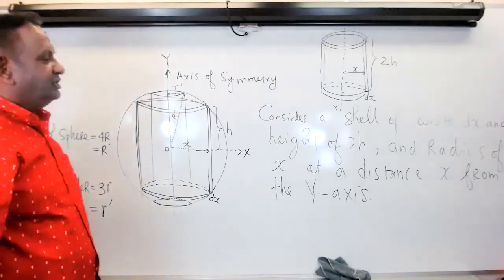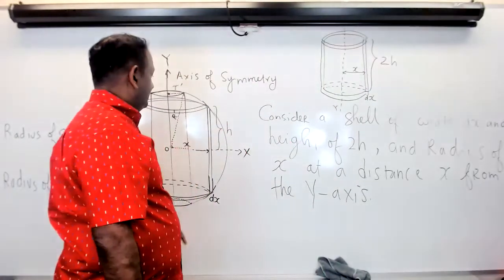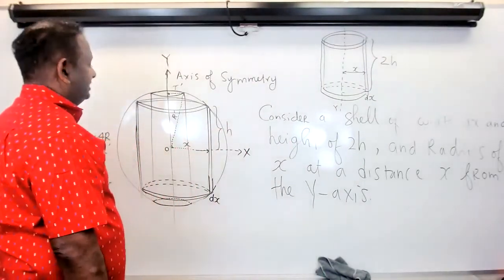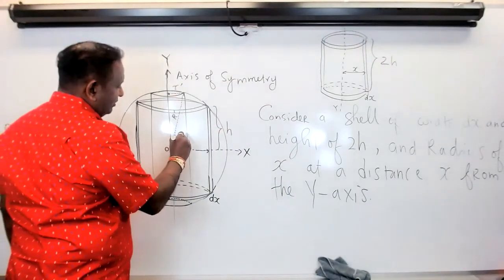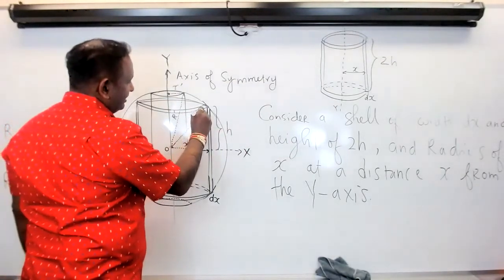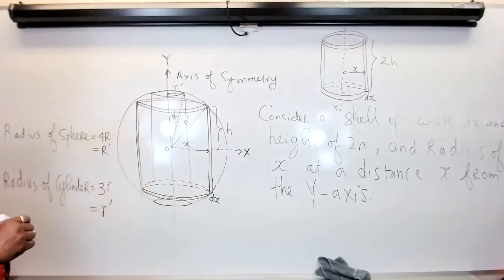But the h has not been given in the very beginning. So what we're going to do is replace h in terms of the other terms that we have. This one can even go all the way up to here, still capital R prime, because that's the radius of the cylinder, anywhere.